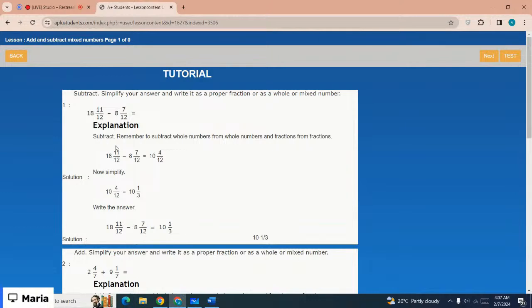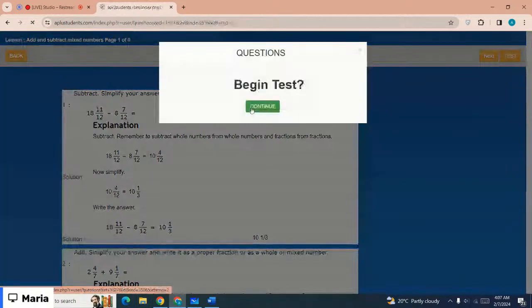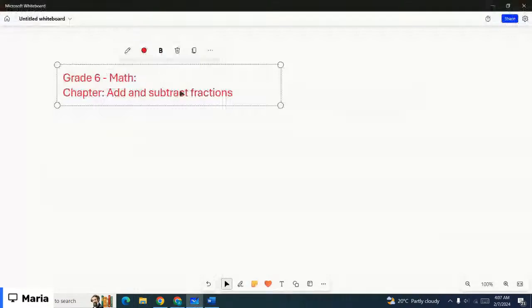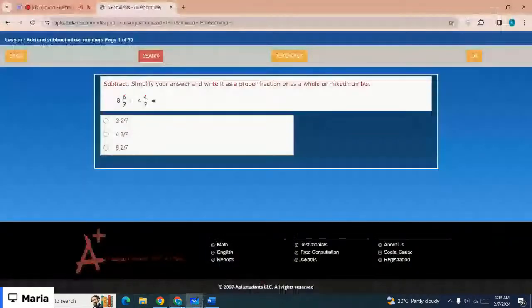Let's start with the test questions. You have to subtract 8 whole 6 over 7 minus 4 whole 4 over 7. Which is the correct option? The chapter we're working on is add and subtract fractions, grade 6. So both the fractions are like fractions, they have the same denominator. You simply have to subtract their numerators.